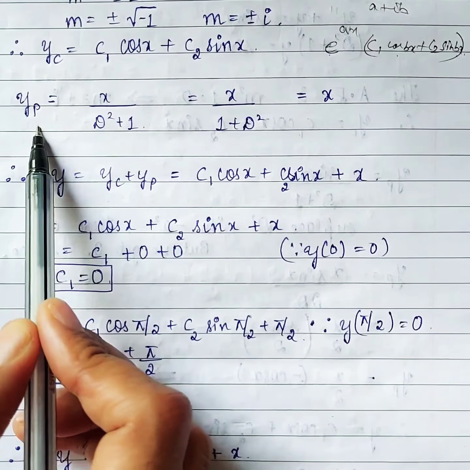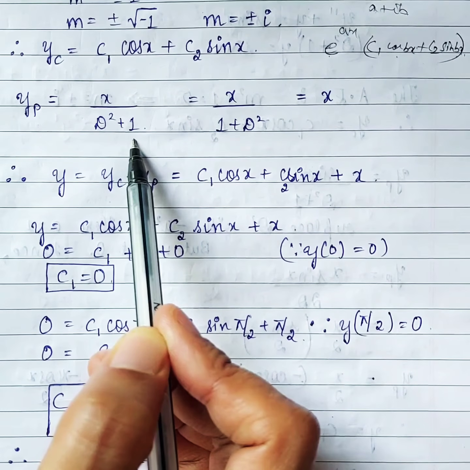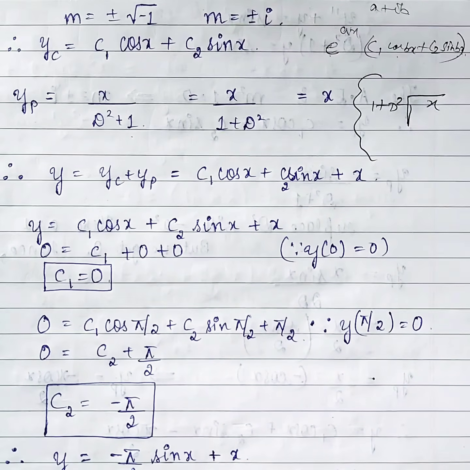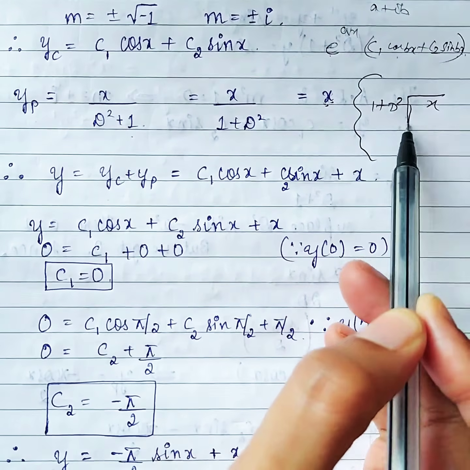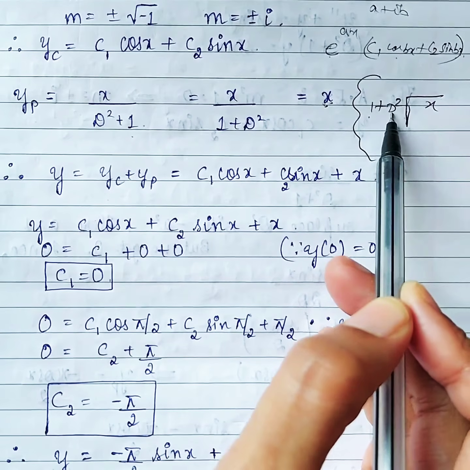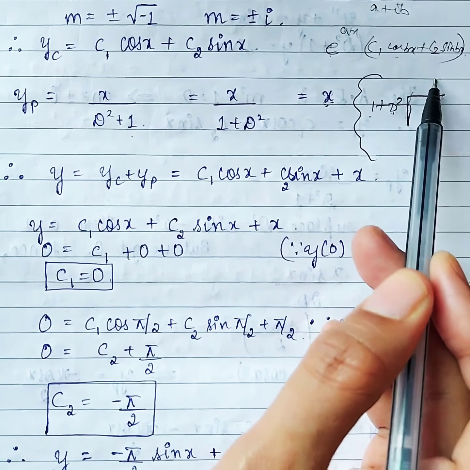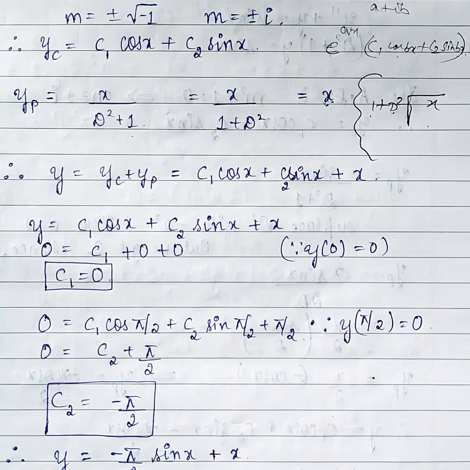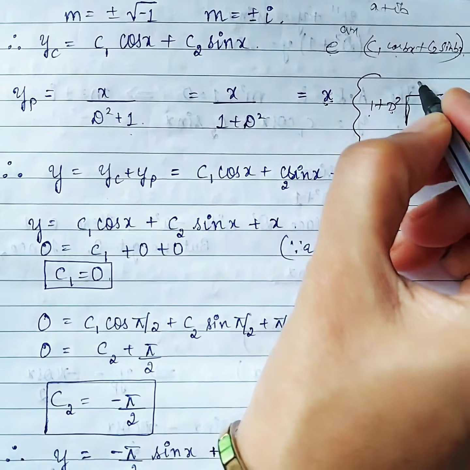And the particular solution is x by d square plus 1. And we are going to replace d by what? Remember the procedure? So if the right hand side is like this, then we will divide it by 1 plus d square. I have to write the suitable value so that this will get cancelled. So what should I write here? x. Right? I will write x here.